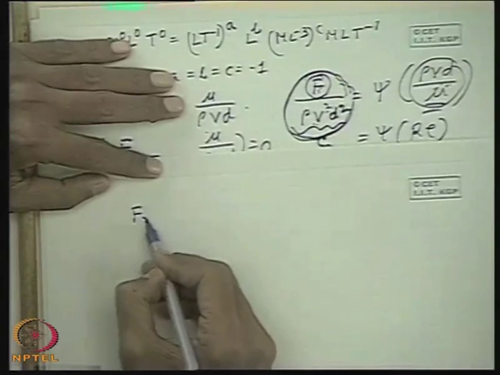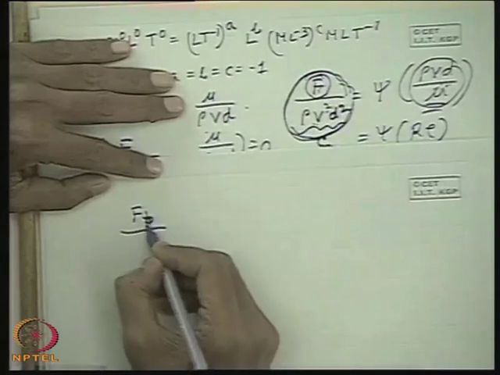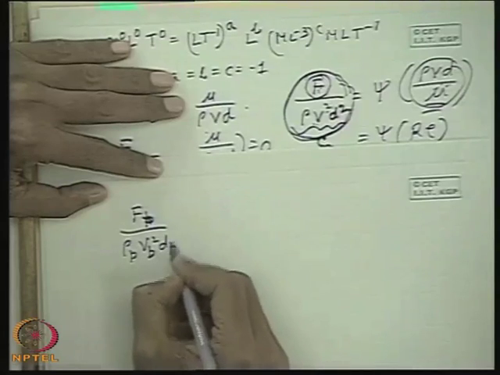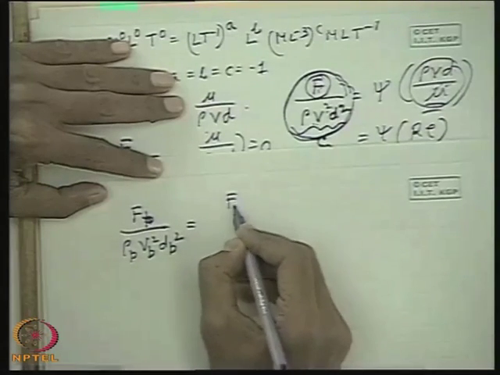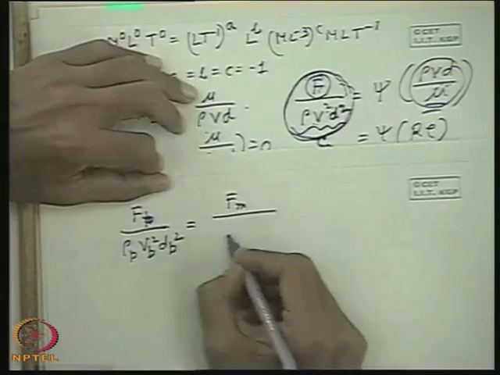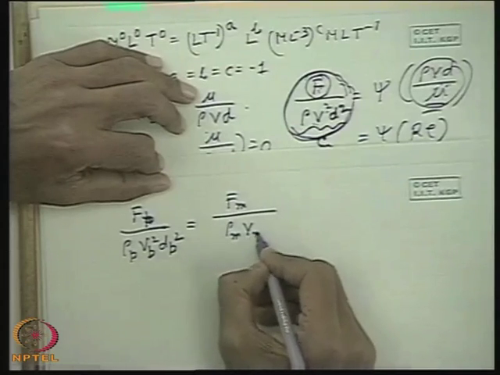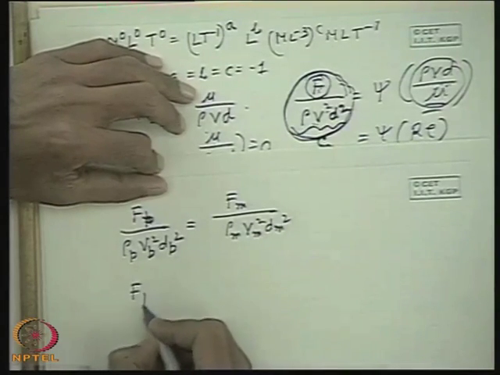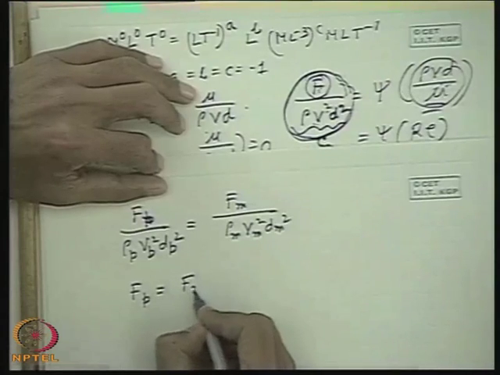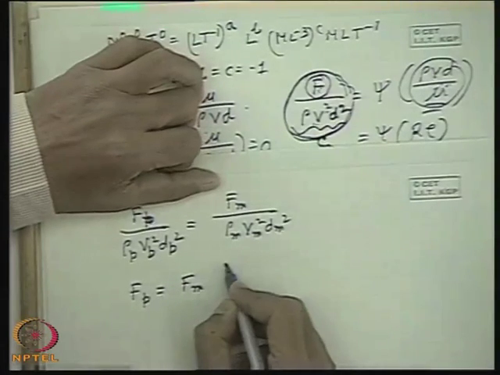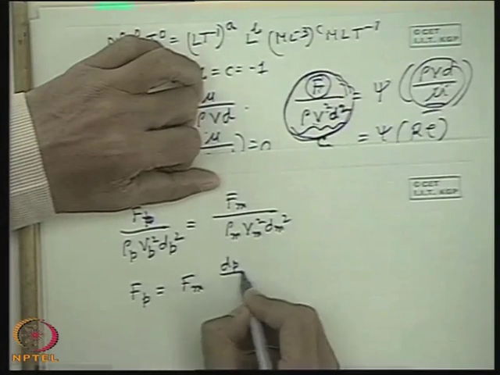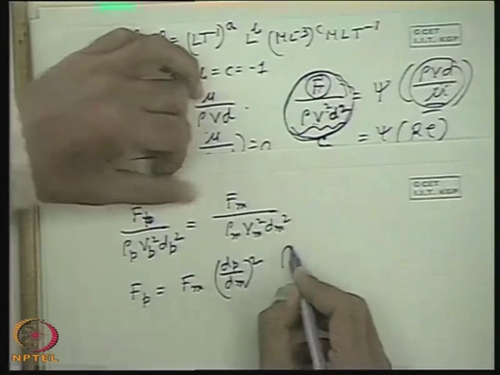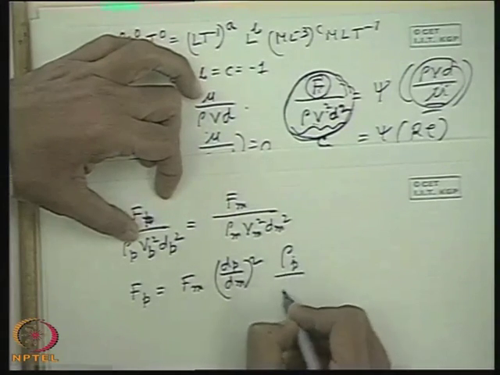Which means that the dimensionless terms, Fp by rho p Vp square dp square, is equal to Fm by rho m Vm square dm square. It has to be the same. From which I can find out Fp is Fm into dp by dm square into rho p by rho m.